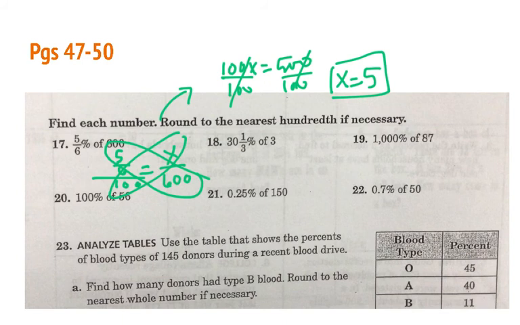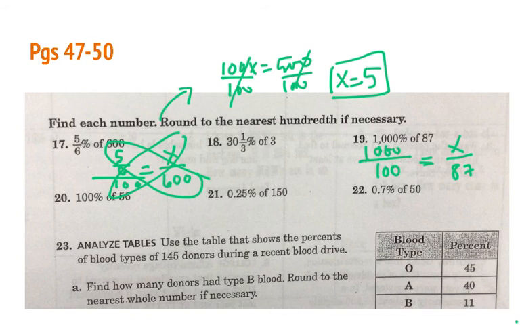On number 19, I'll just tell you this. When you set that up, it's 1,000%. That means it's 1,000 out of 100. So we're going to set that up the way that we say it. 1,000 over 100 equals of. Now we remember, of means whole, so that goes on the bottom, 87, and we need to find our answer.